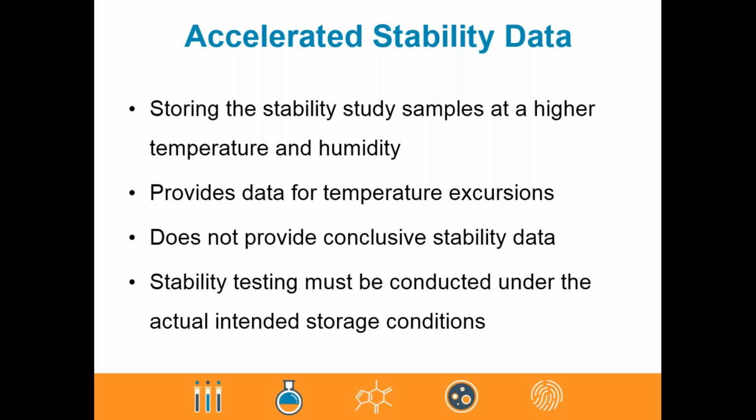They do provide data for temperature excursions. They are a mechanism to be able to get a longer dating in a shorter period of time, but they do not provide conclusive stability data in and of themselves. You have to do the stability study under the actual conditions of storage. So for a compounder to do accelerated stability, it would be significantly more expensive because you're almost doubling the number of tests conducted.